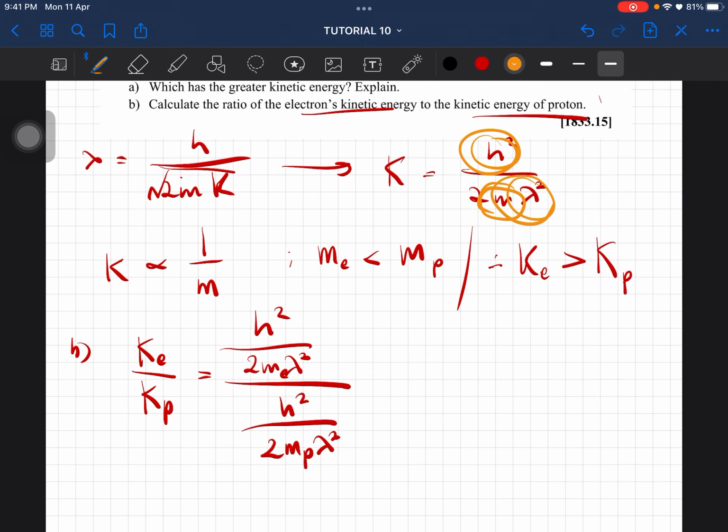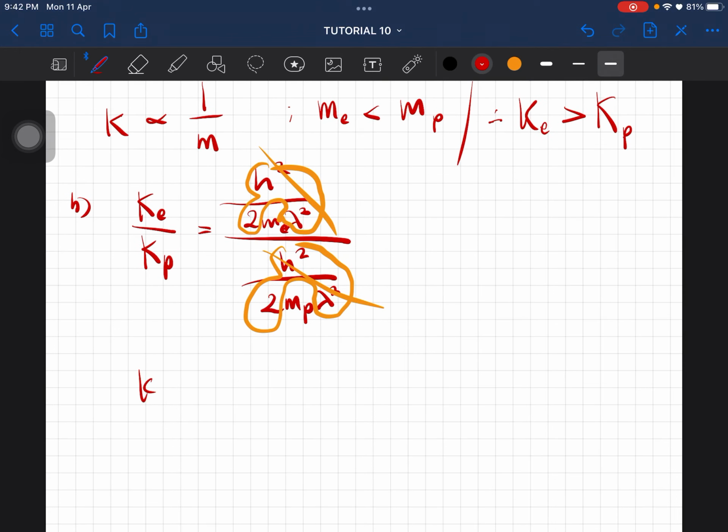Okay, so since this is similar to this one here, we can cancel them. We can cancel this, and we are just left with the mass of the proton over the mass of the electron. I wrote the mass of the proton going up here so that it is not as simple as it can be, I mean, not too much of a shortcut.